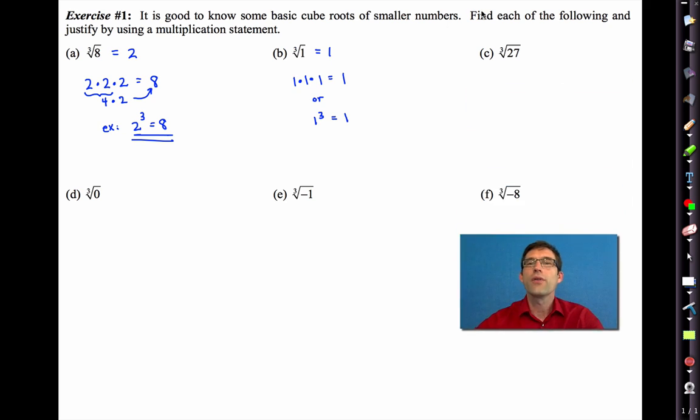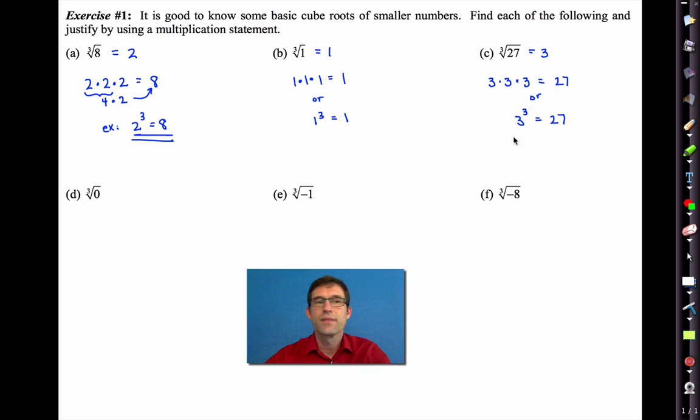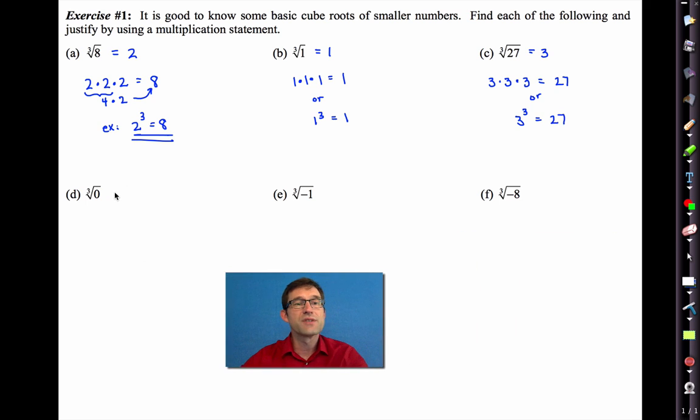All right, well, the cubed root of 27 is 3, and that's because 3 times 3 is 9, times 3 is 27. Or, even better, 3 cubed is 27. The cubed root of 0, that one's easy. That's 0. It's kind of like the cubed root of 1. That's because 0 times 0 is 0, times 0 is 0. Or 0 cubed is 0.